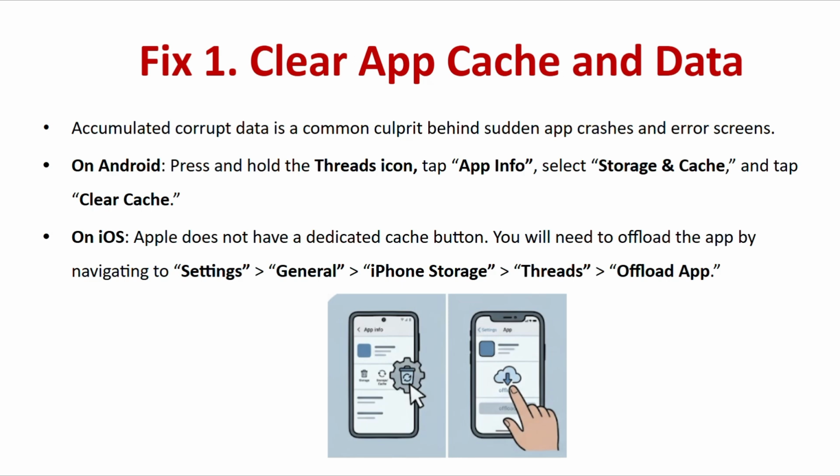On your iOS mobile, Apple does not have a dedicated cache button. You will need to offload the app by navigating to Settings, then click on General, find iPhone Storage, then click on Threads and tap on Offload App.